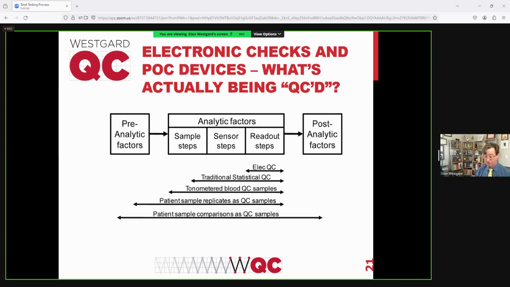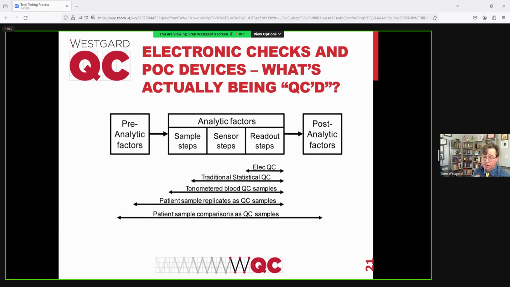So often that gives a false sense of security to people, like, oh, see, the device is going to tell me. It's got onboard built-in QC. Most onboard QC in most point of care devices is not sufficient. It only covers a very small number of steps, often only the reading out, the display.